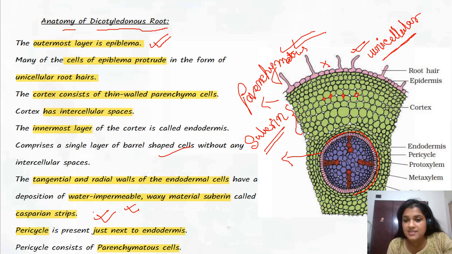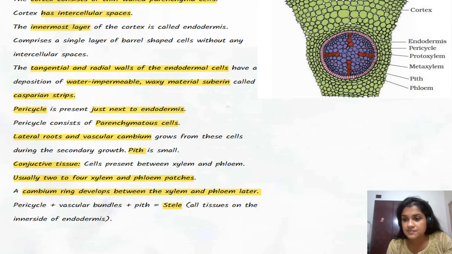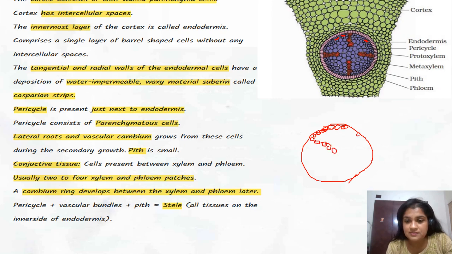Now pericycle is present just next to endodermis. Sorry, my mistake. Pericycle is present just next to endodermis. If this is the endodermis, this is the pericycle, and here we are having 2 to 4 xylem and phloem patches.